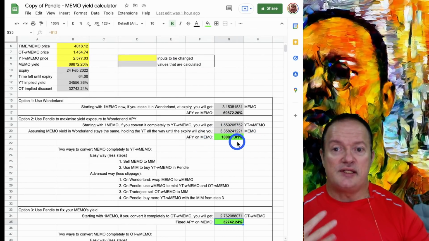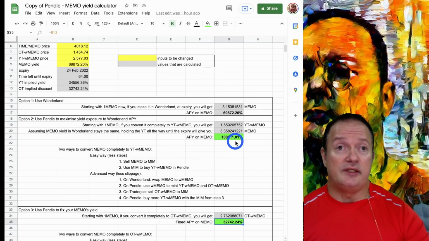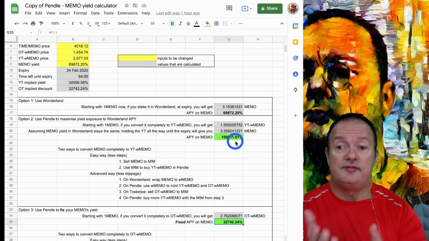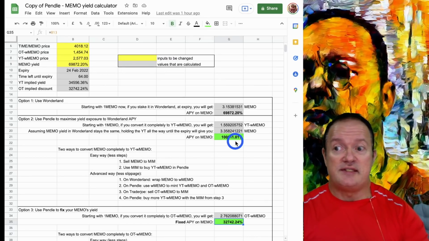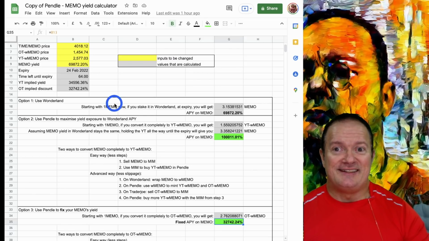So this will expire on February 24th. And I'm guessing at that point, they're going to create another new YT-wMEMO token with a new expiry date. And then you check if the numbers make sense. You use the spreadsheet and you say, okay, am I making extra money or not? If you are, you can use this strategy. If not, well, whatever. Use another strategy, all right?